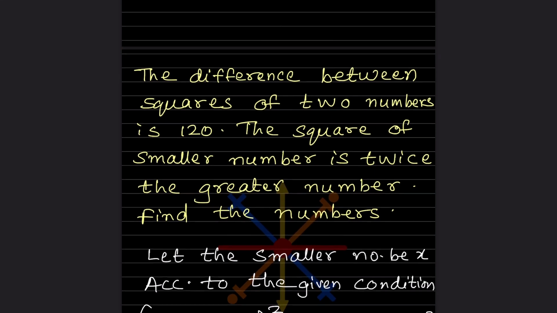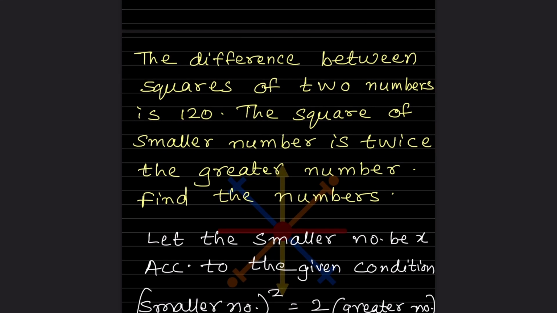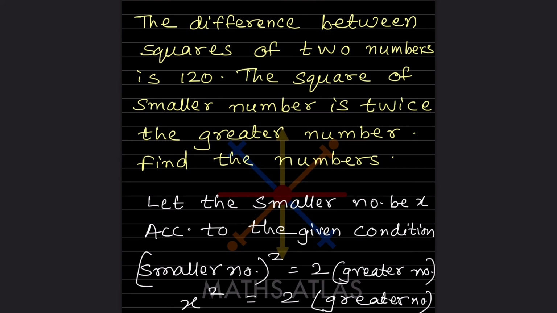The next one: the difference between squares of two numbers is 120. The square of the smaller number is twice the greater number, and you have to find the numbers. So now there are two numbers given. Let the smaller number be x.